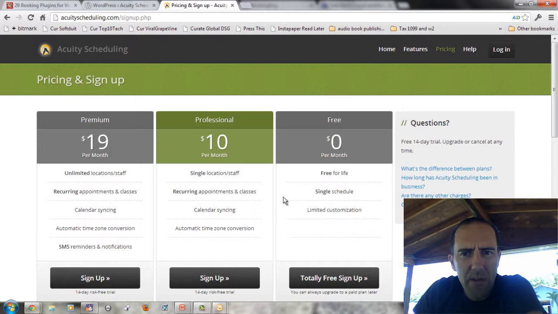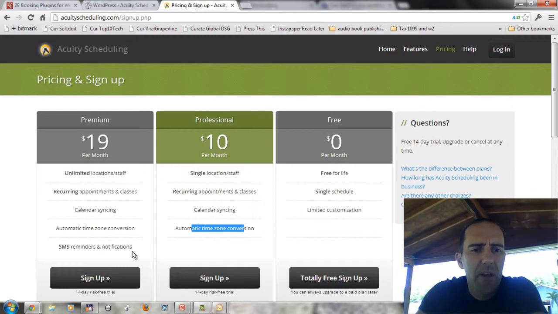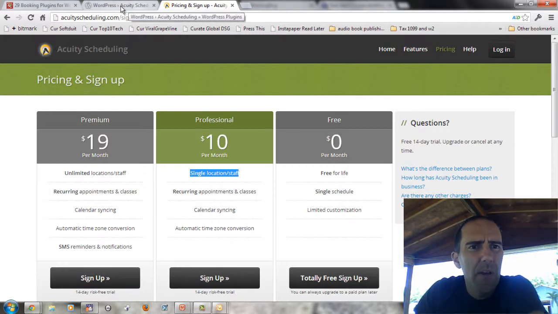Pricing levels vary a bit. There's a free for life, single schedule, limited customization, or you can go up to $10 a month for professional, which includes calendar syncing and time zone conversion, recurring appointments and classes, etc. And then at $19 a month, you also get SMS reminders and unlimited locations and staff, as opposed to single location staff on the professional plan.